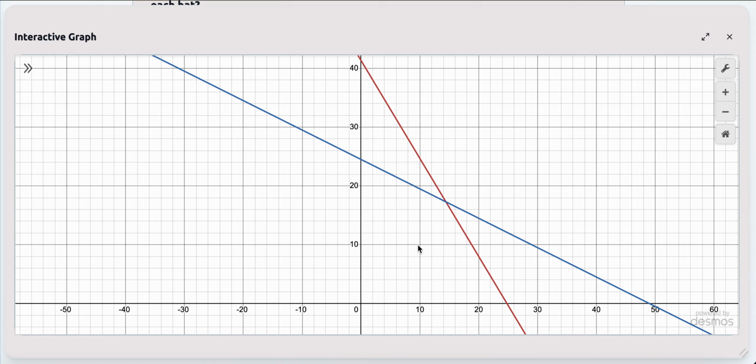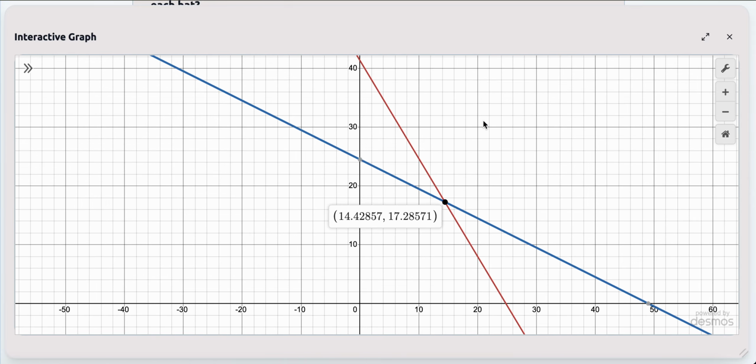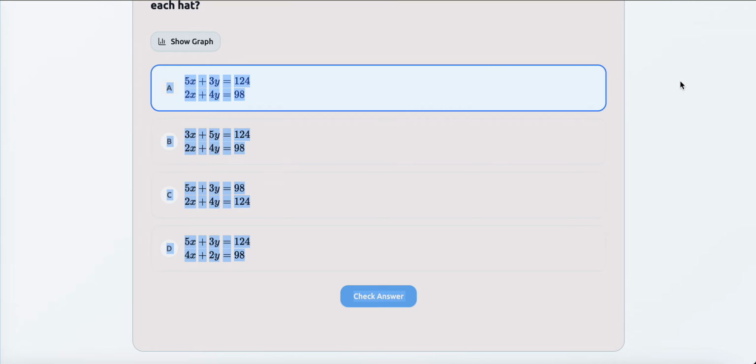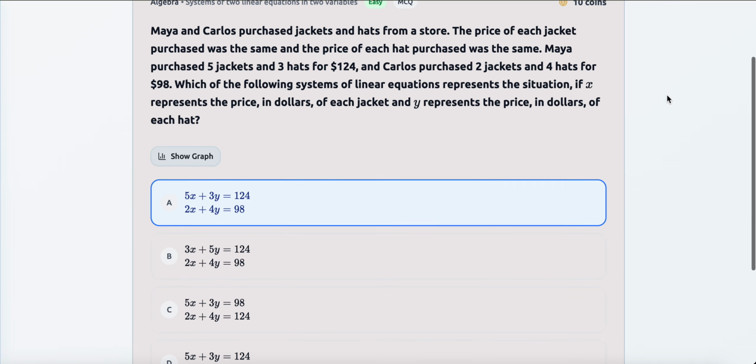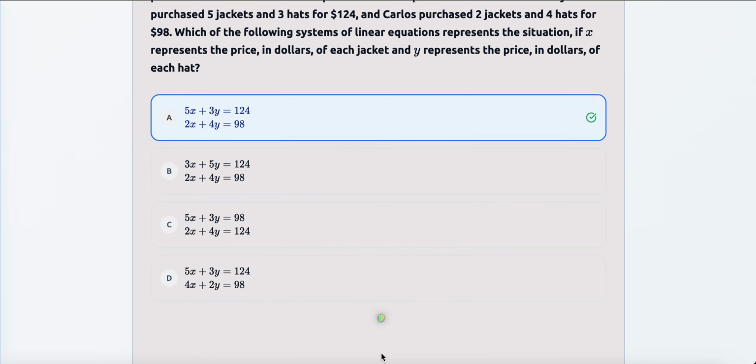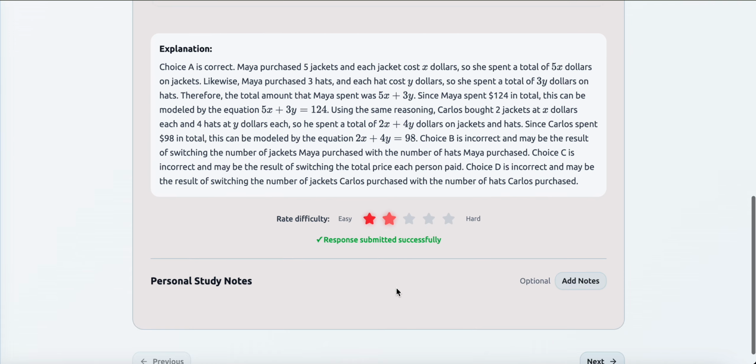You see that they intersect at this point, 14.42 comma 17.28. So the x value is 14.42 and the y value is 17.28. That means that the price per jacket, which was x, is $14.42, and the price per hat, which was y, is $17.28. But again, in this case, they weren't actually asking us to solve for that. We just need the system of equations.